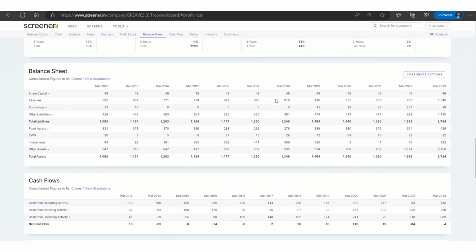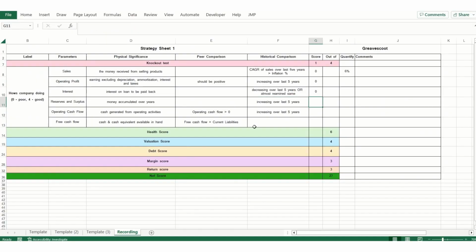Now you can see the reserves and surplus for March 2019 was 920 crores, and for March 2023 is 1540 crores. Okay, so it has increased. It's a good sign. So let's put it as 1. And if you want to quantify it, you can again use the same formula.